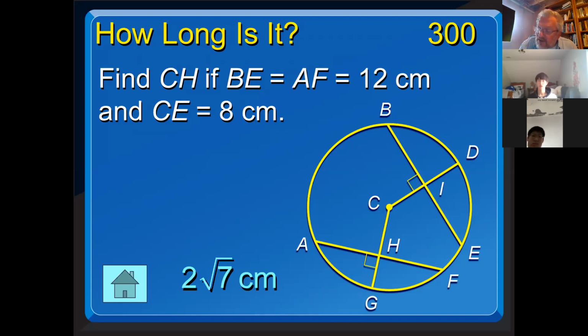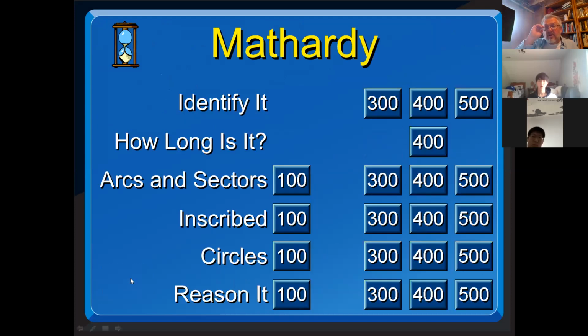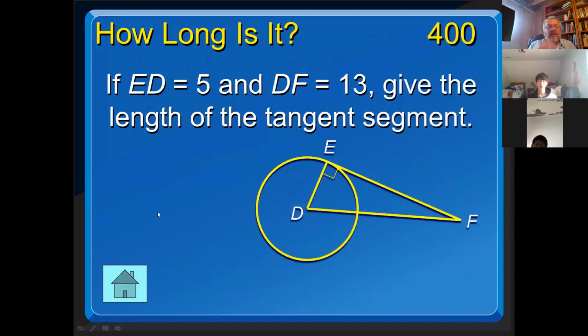So that's going to get you guys up to 500. All right, Harry, go ahead. How long is it? 400. If ED equals 5 and DF equals 13, give the length of the tangent segment. So again, same thing. Right triangle, you've got a missing leg to figure out. And this is actually a Pythagorean triple, I think.